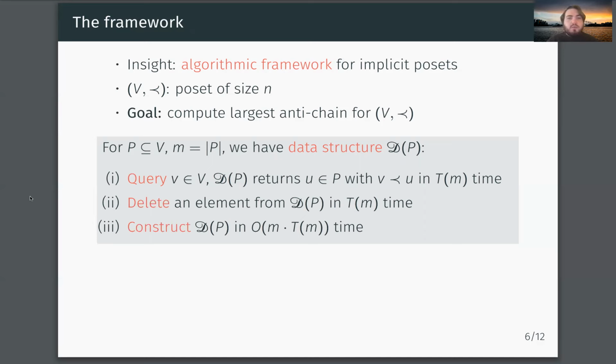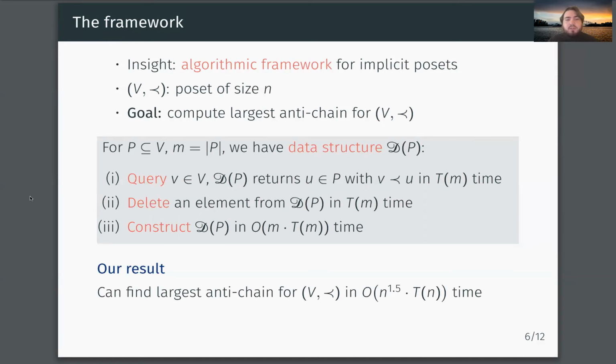So we're essentially only requiring that this data structure is semi-dynamic. We don't need insertion of elements. We just need to be able to construct it and then delete elements. But if we have a data structure with these requirements, then we can show that you can find the largest anti-chain for V in n^1.5 · T(n) time.